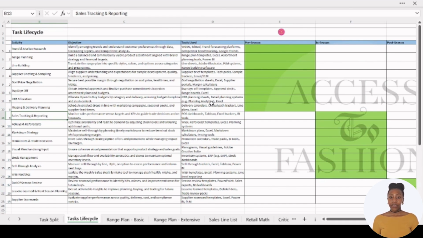And so the first activity that's done in season is sales tracking and reporting. This is where we would gather all of the information that has happened from the first drop, usually a week's time frame. And the objective is to monitor your sales performance versus your targets and your KPIs, and it will guide you through trading and reforecasting as well.